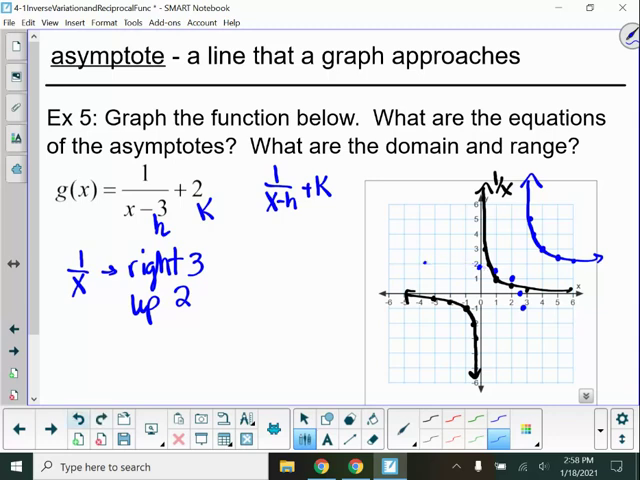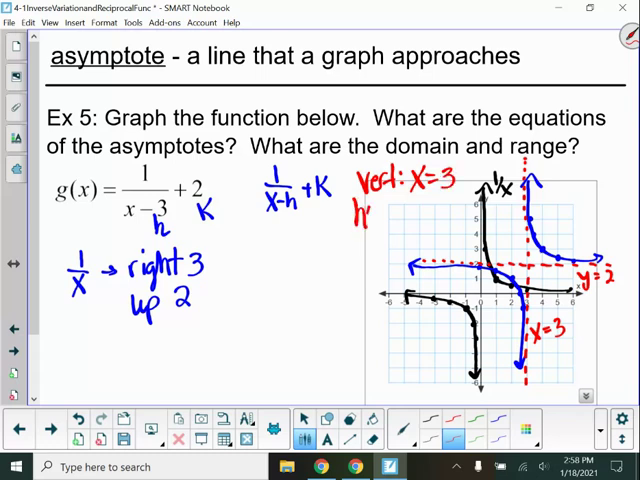Let's try to do that a little bit better. So you can see here, the lines that I'm not crossing now are the vertical line of x equals 3 and the horizontal line of y equals 2. So those are your asymptotes. My vertical asymptote is x equals 3. My horizontal asymptote is y equals 2.